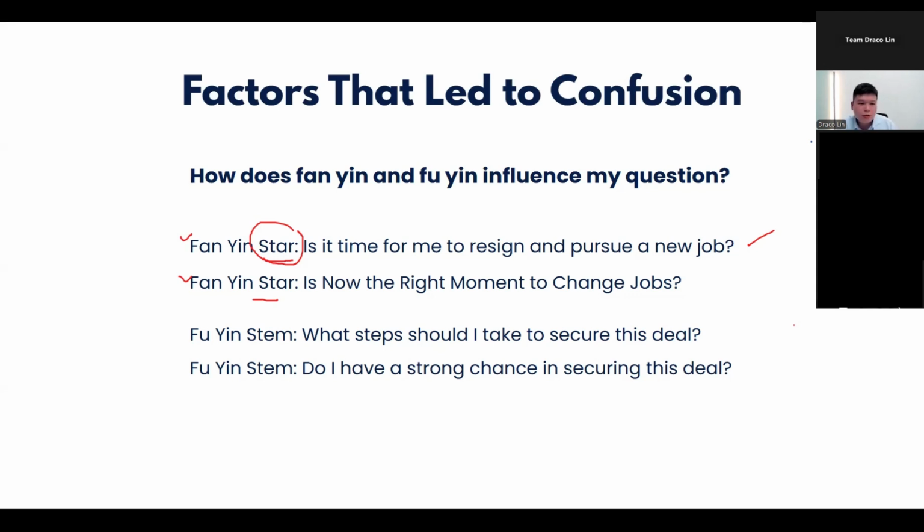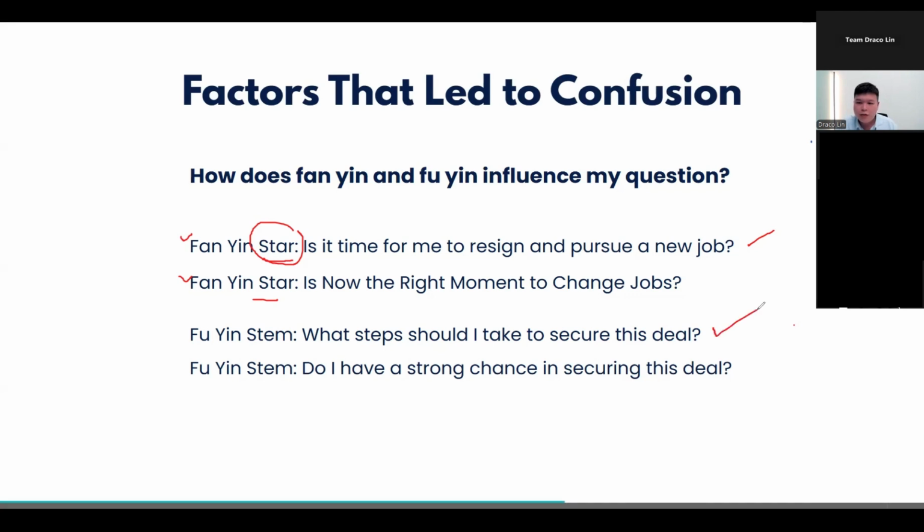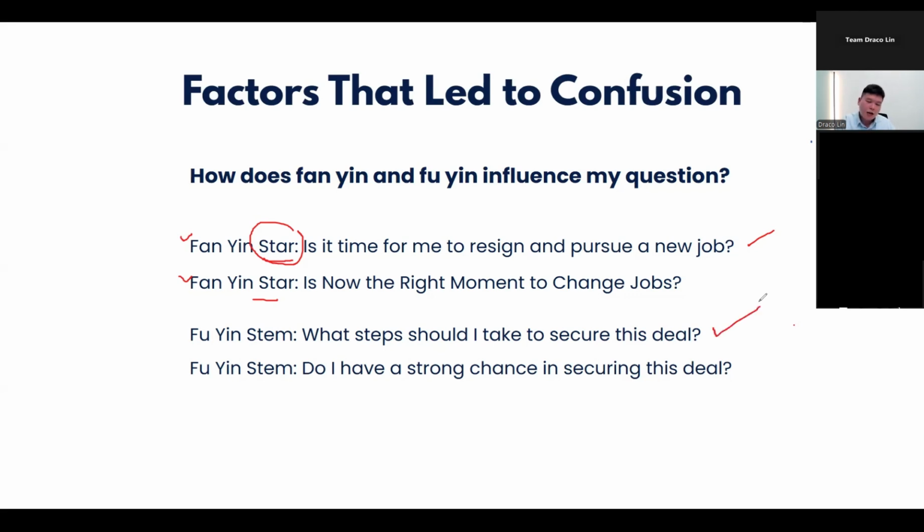So let's go for the first one. Do you think it is a yes? I mean, what steps should I take, right? So what should you do? It could be a possible thing if it's a Fu Yin stem. What's your take? What do you think? I like this first one, what steps should I take to secure this deal?